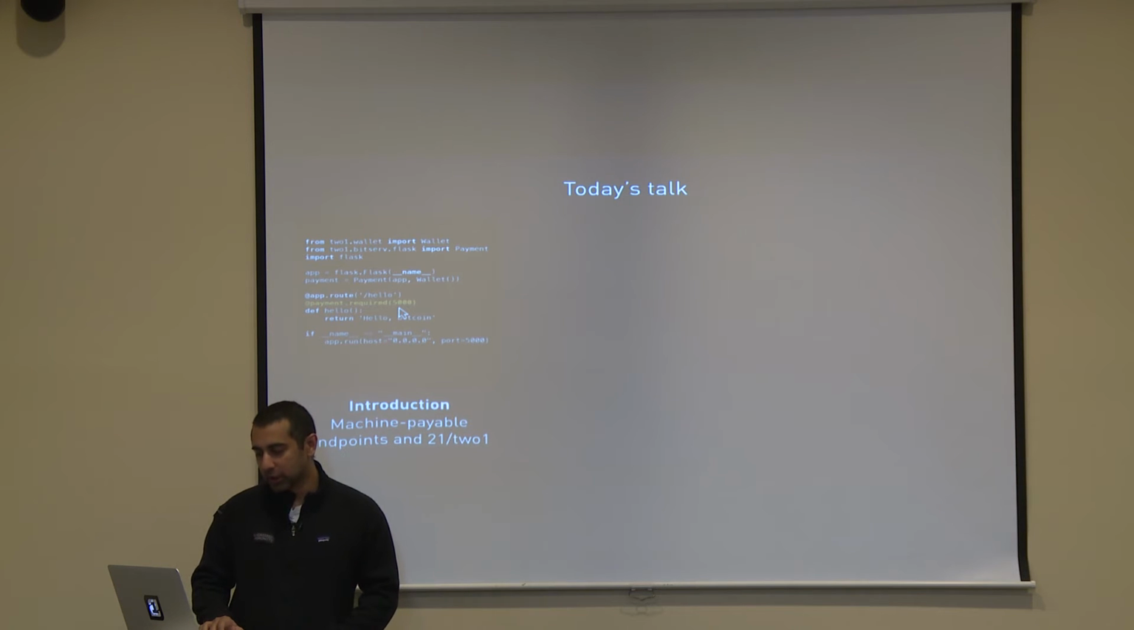It's a little blurry, but basically, and I'll post these slides later so you guys can look over them, essentially we're going to talk about three things. First is this concept of the machine payable endpoint and a library that we call 21 when you use it at the command line, or 21 if you use it in a Python script. The idea here is you can take any web application, and this is the simplest example, a hello world over here.